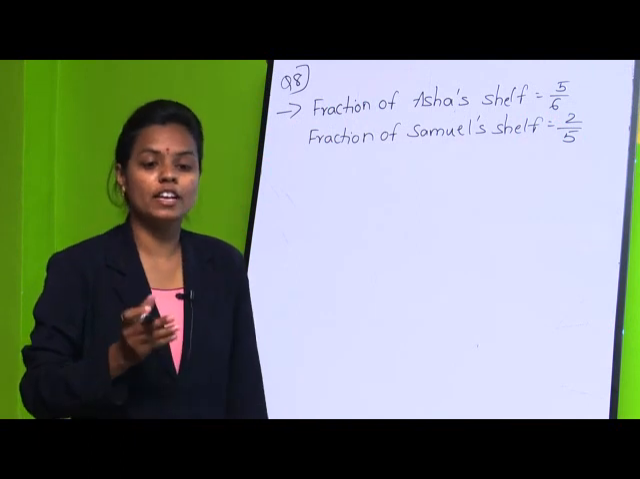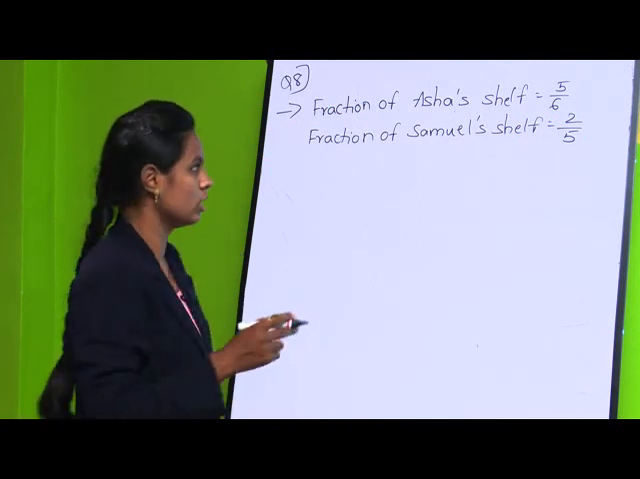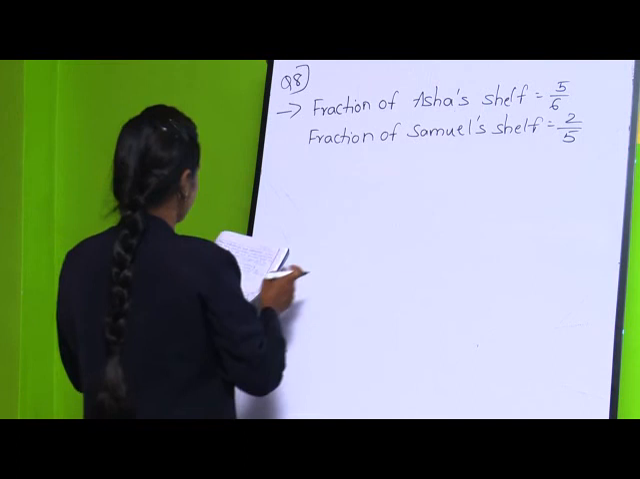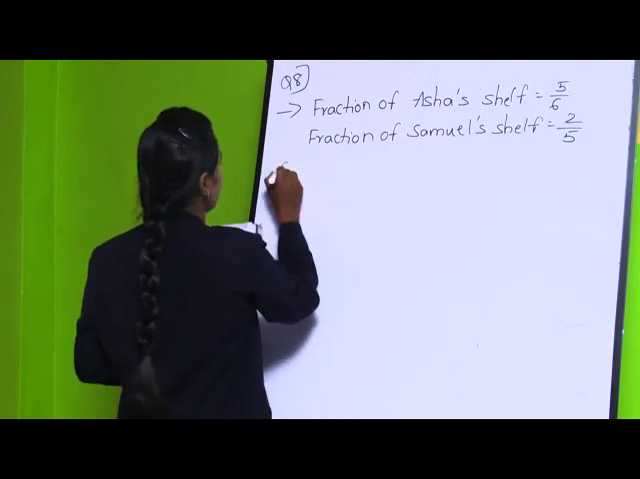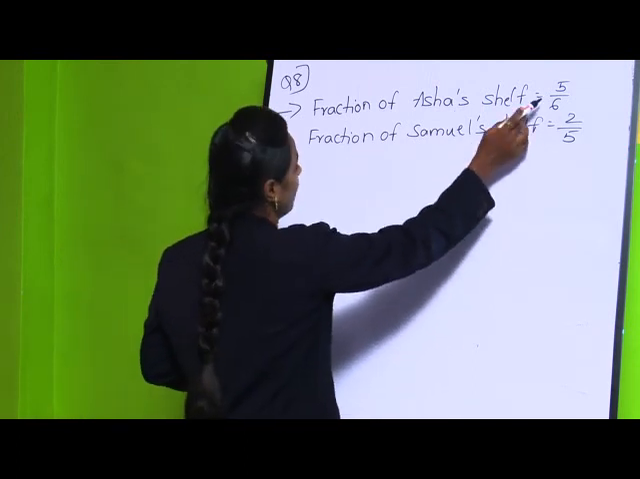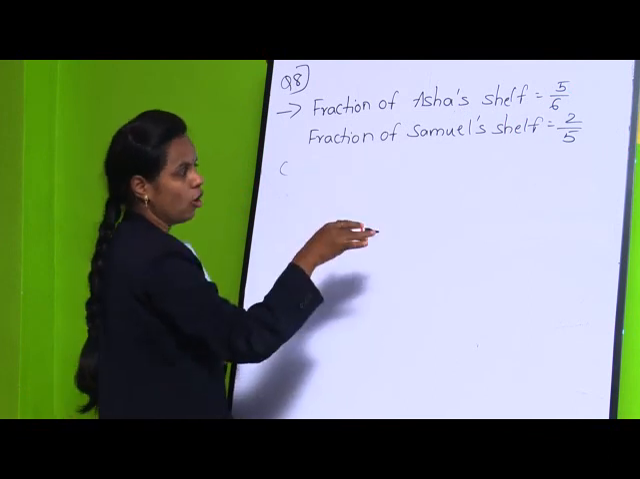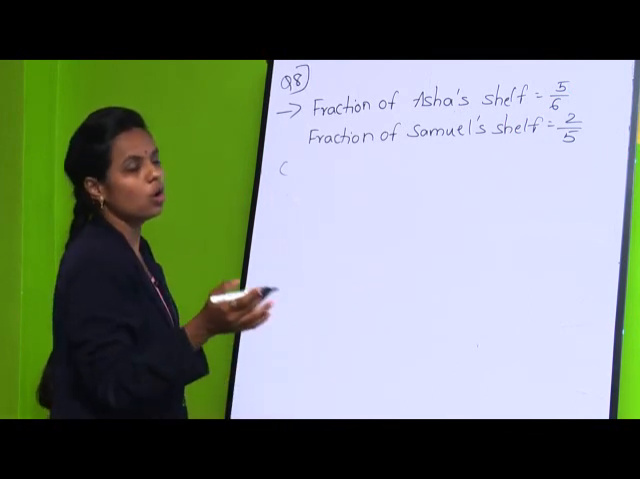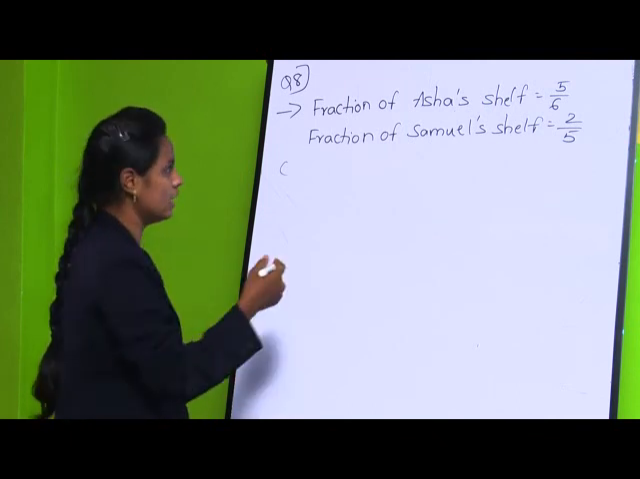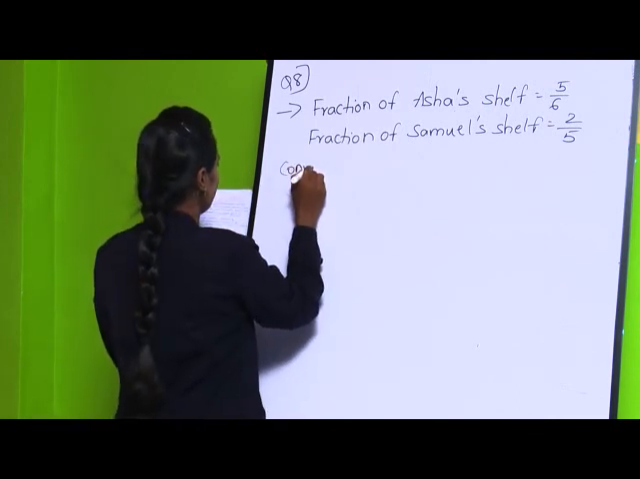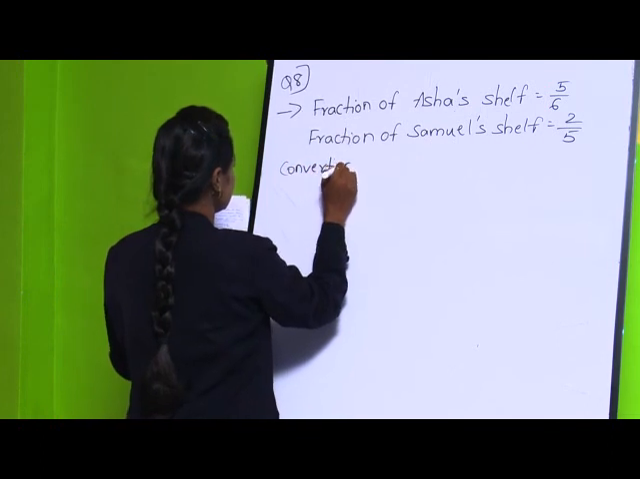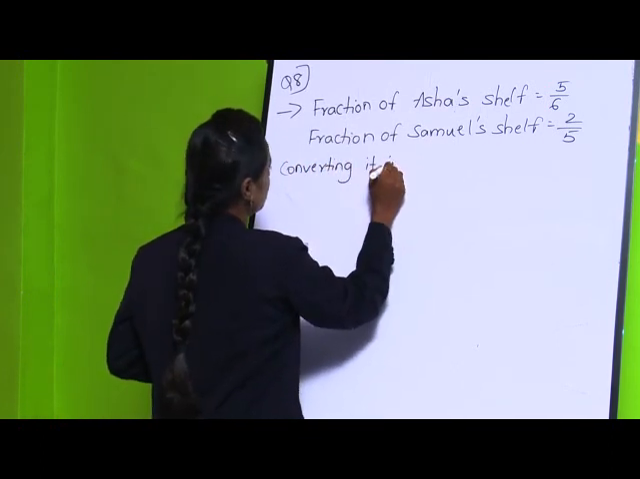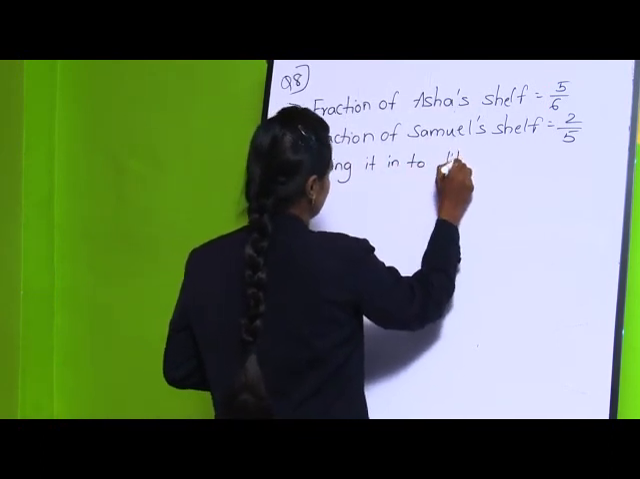Whose bookshelf is more, by what fraction? So we need to find it. Again we have different fractions here, different denominators. So it is unlike fractions, we need to convert it into like fractions and then solve. So converting it into like fractions.